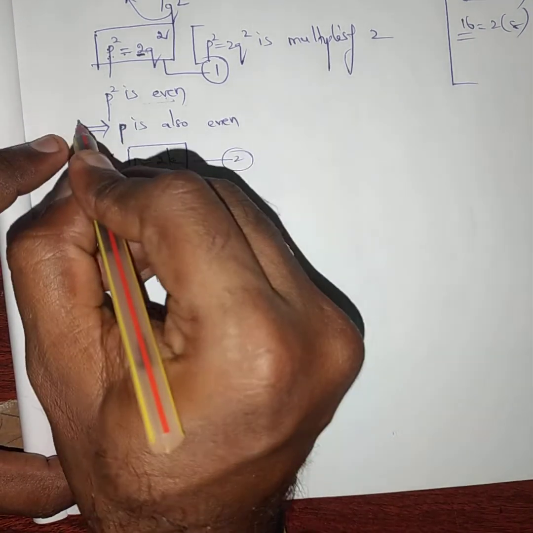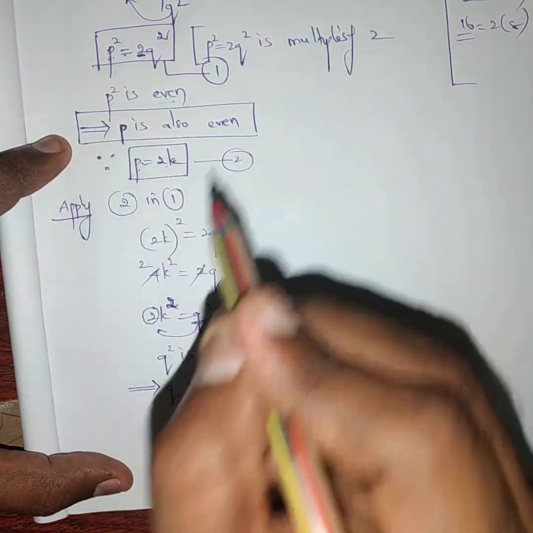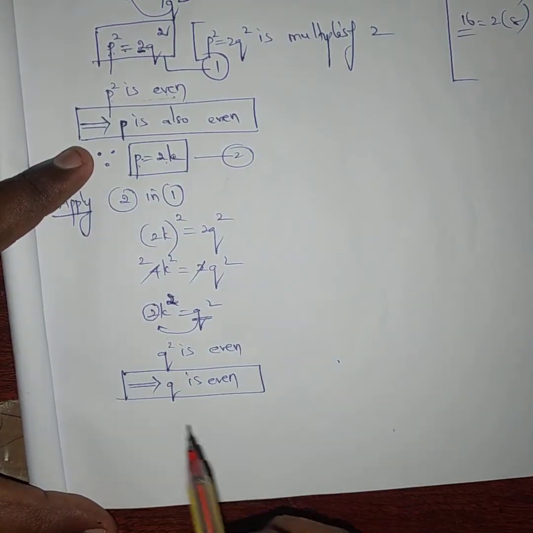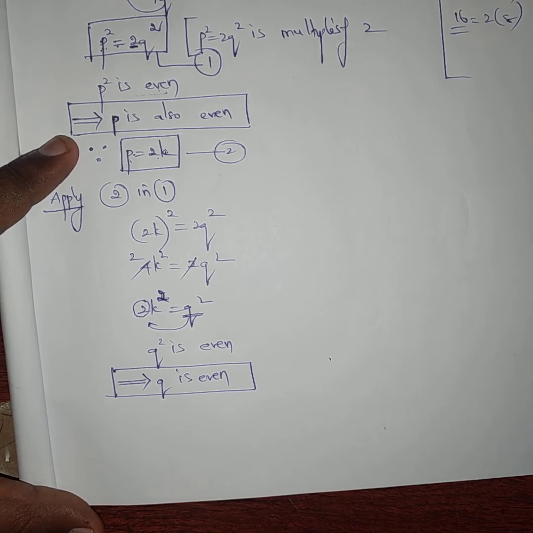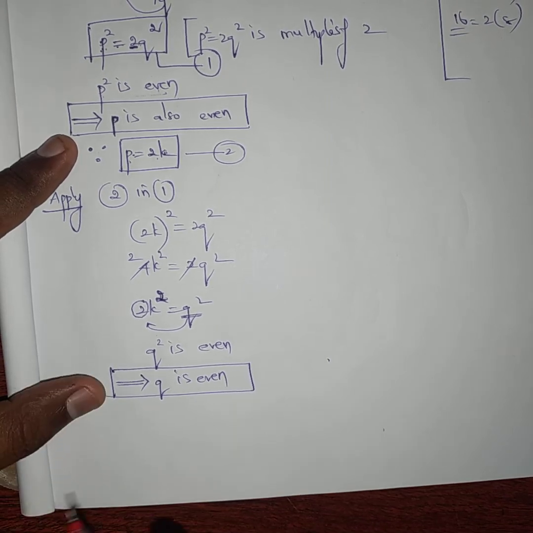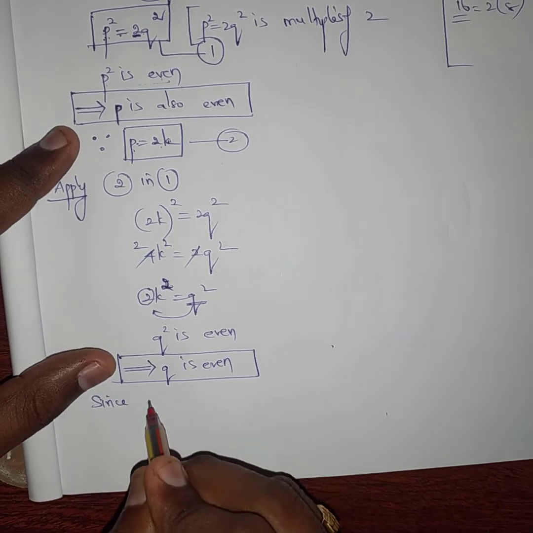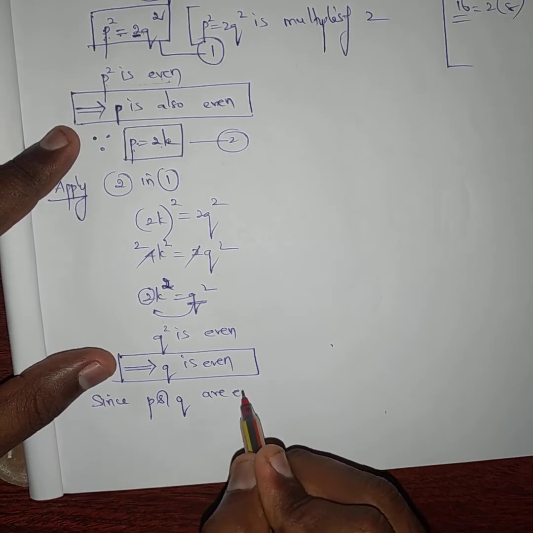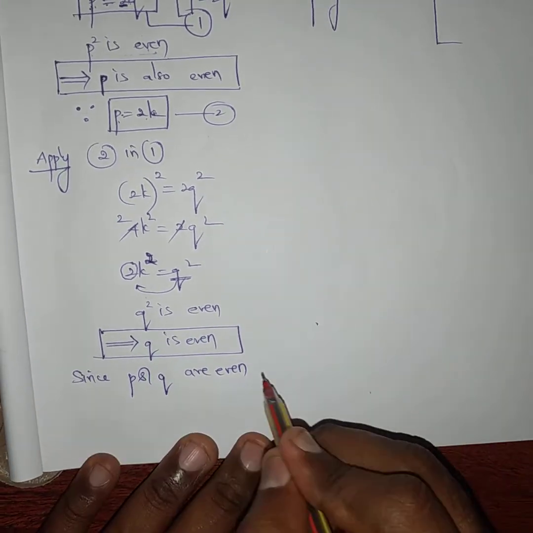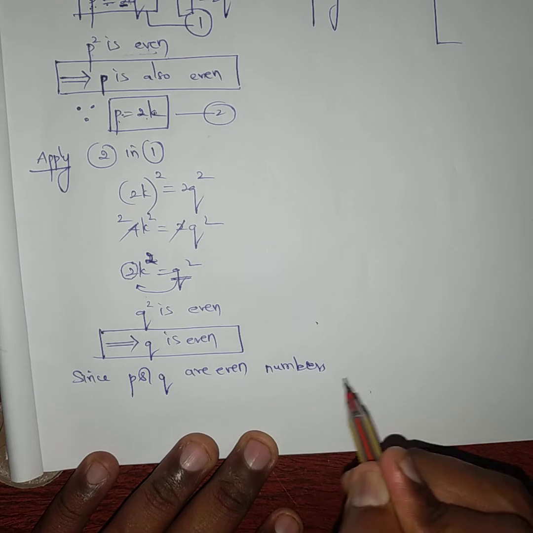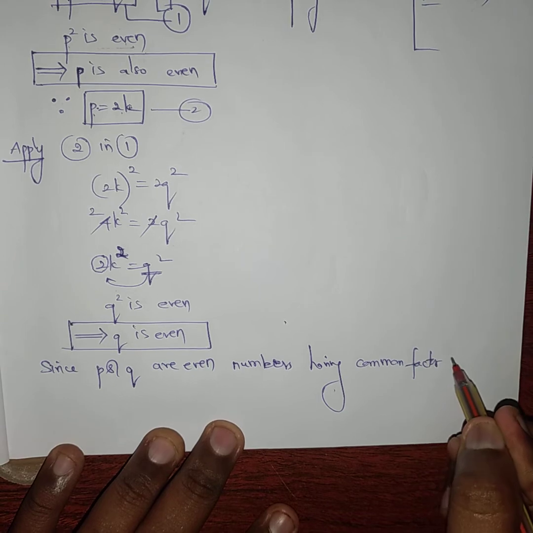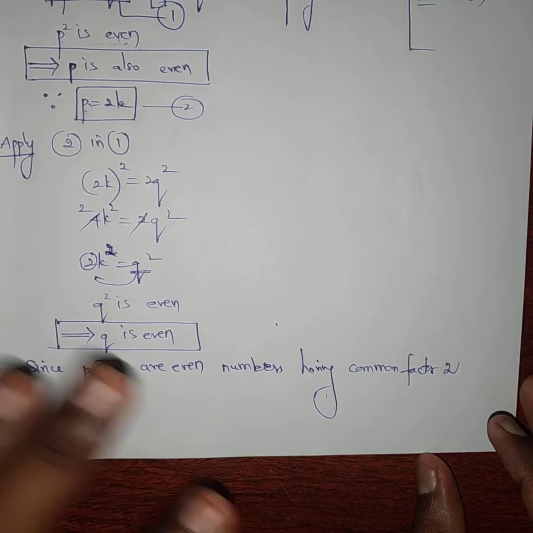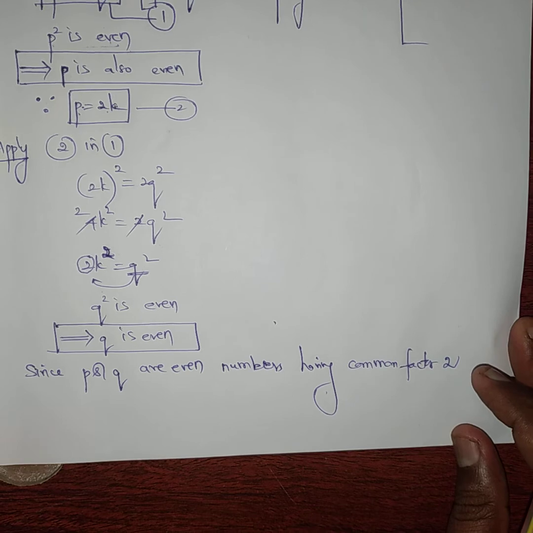Very important: p is even and q is also even, so both are even numbers. If both are even numbers, both have the same common factor 2.